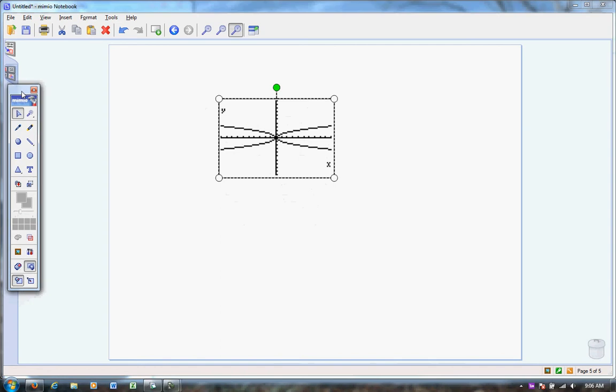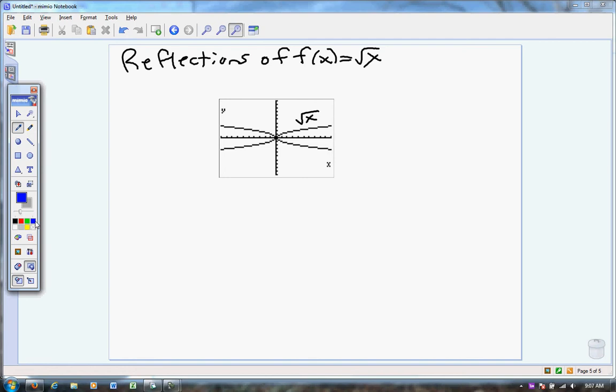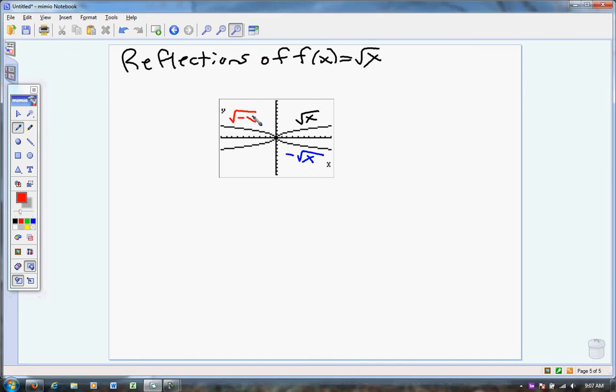Okay, these are the reflections of f of x equals the square root of x. All right? So the first one right here, that's the square root of x. Okay? And then we said if you put a negative in front of it, it flips it down. So this is the negative square root of x. And then if you put a negative inside it, it gets flipped across. So this is the square root of negative x.